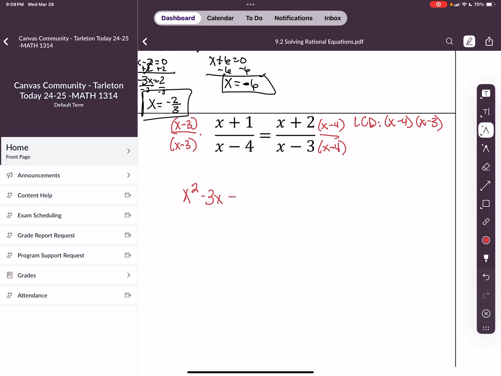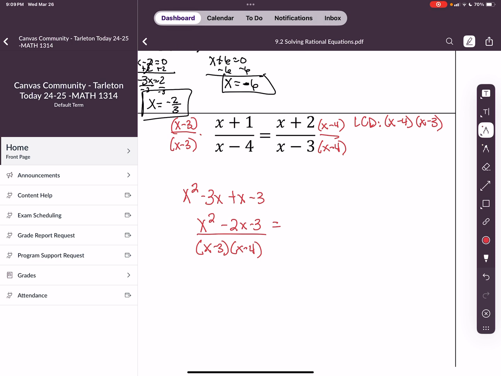X times 1 gives me 1x, or just x. And then negative 3 times negative 1 gives me negative 3. So that is going to be x squared minus 2x minus 3 for the numerator, over the x minus 3, x minus 4. We'll talk about that in a second.